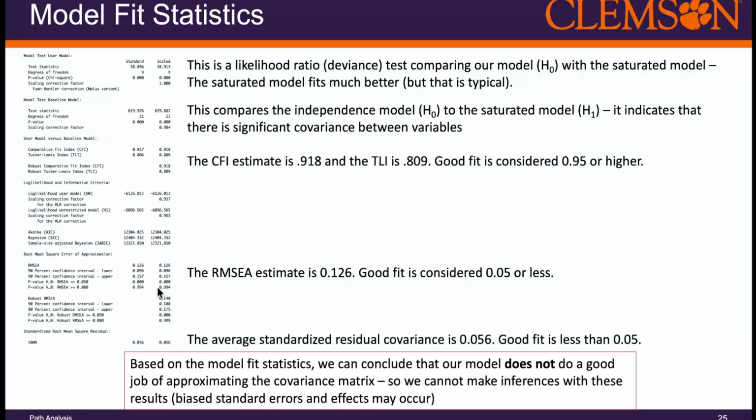Finally, the last two bits of model fit: RMSEA is 0.126 from a classical sense or 0.140 in a robust sense. Neither of those are good. We want this RMSEA to be less than 0.05. And if you look at this, the probability that the RMSEA overall is less than 0.05 is 0. So there's no chance that model fits well. And finally, we have the average standardized residual covariance here. It's 0.056. We like to think that good fit's less than 0.05. Actually, this is not something that has a really good metric to it.